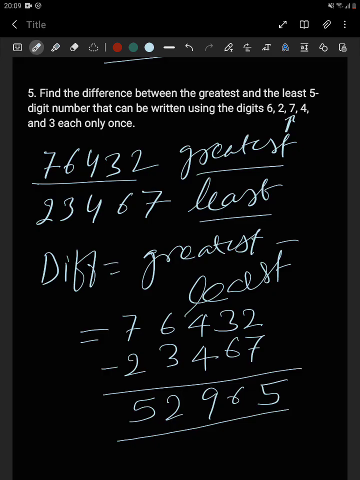That is, these 5 digits. So these are the 5 questions of the exercise. Exercise, I think it is 1.2. That is available at page number 16 of the class 6th CBSE board book.